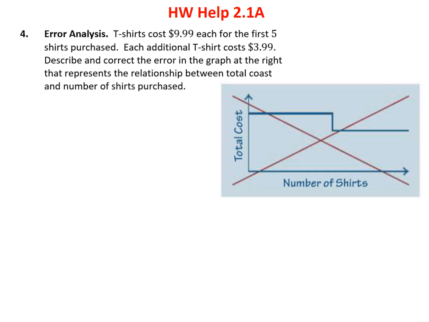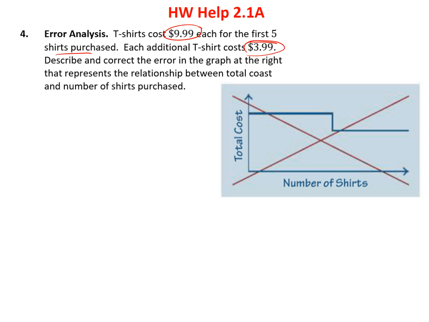Problem 4 is an error analysis. It says that t-shirts cost $9.99 each for the first 5 shirts. So the first 5 shirts are going to cost this amount. Then every additional shirt costs $3.99. So the price goes down after you've bought 5 shirts.